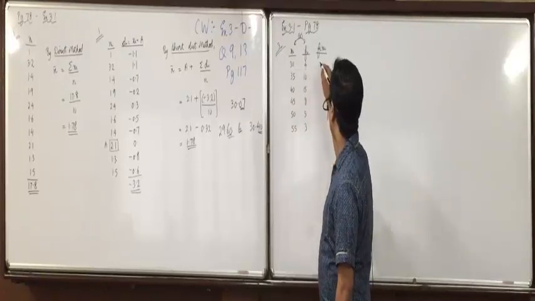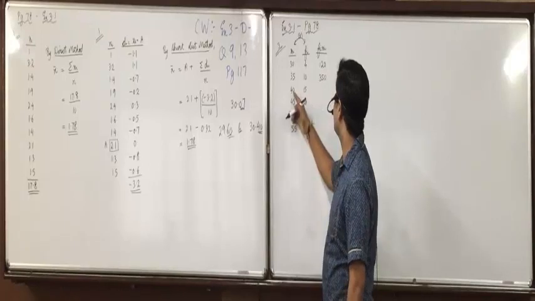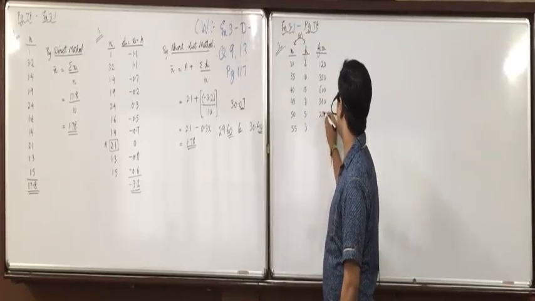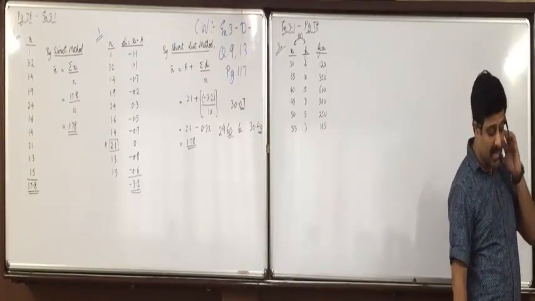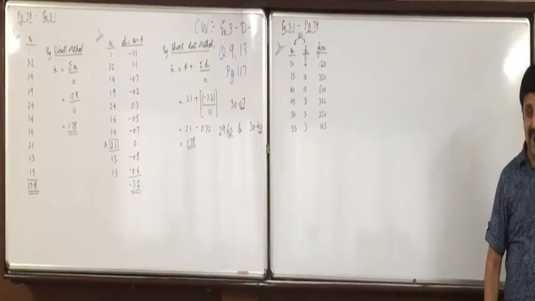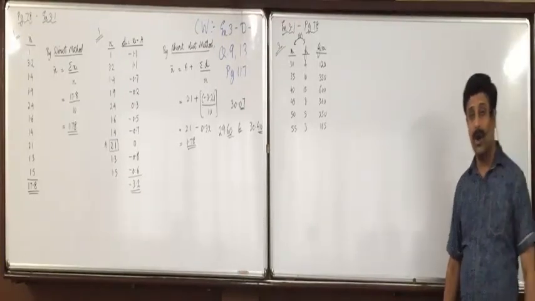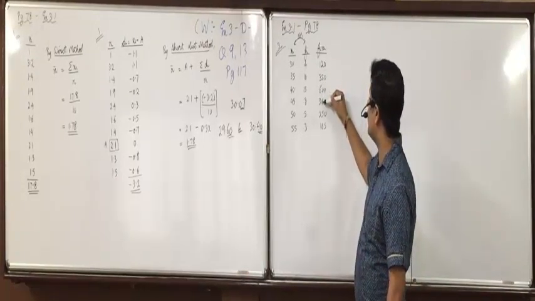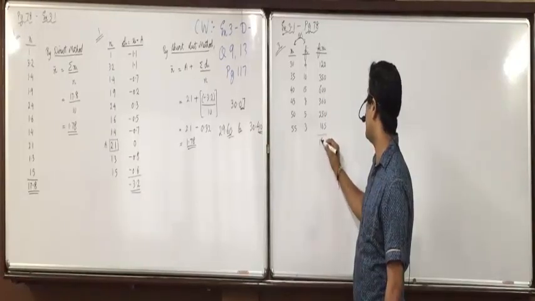So 30 into 4, 120. 35 into 10, 350. 40 into 15, 600. 45 into 8, 360. 50 into 5, 250. And 55 into 3, 165. Raise your hand who did not understand how Fi is obtained. All of you are clear with this? Now 120, 470, 1070, 1430, 1680 and 1845.